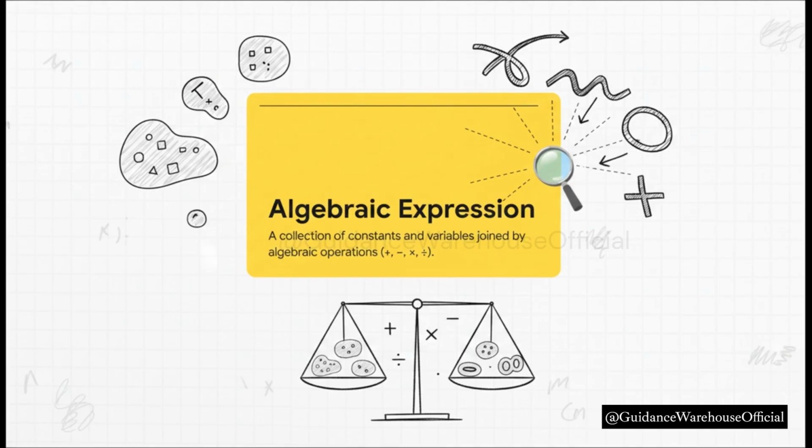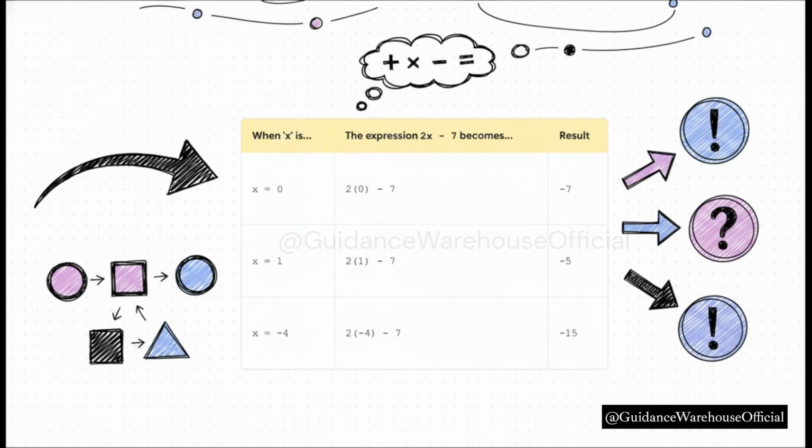And this is what lets us go from just doing basic calculations to actually building models of the world and solving for unknowns. And you know what the beautiful thing is? All the rules we just learned, like PEMDAS, they still work perfectly. Think of that x as a little mystery box. We can plug any number we want into that box and then just follow the rules. So if we plug in 0 for x, the expression becomes -7. If we plug in 1, it becomes -5. If we plug in -4, we get -15.